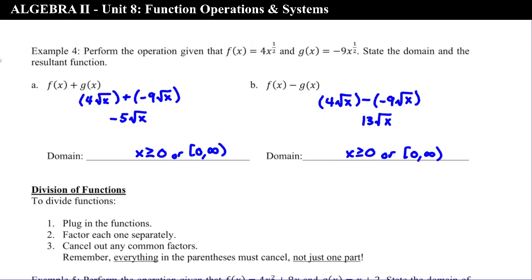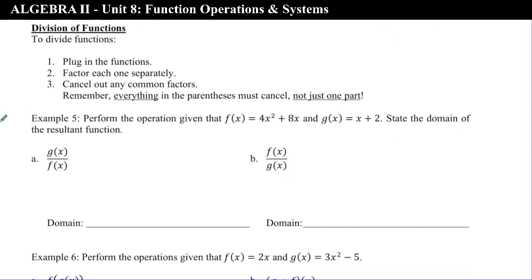All right, now let's talk about the last topic, which is division of functions. So to divide functions, you're going to plug in the functions, factor each one separately, then cancel out any common factors. We did a bit of this when we covered rational functions. That's going to be no different. Now remember, everything in the parentheses must cancel, not just one part. So if you have (x + 2)/(x + 3), you can't cancel those x's because the plus 2 and the plus 3 are attached.